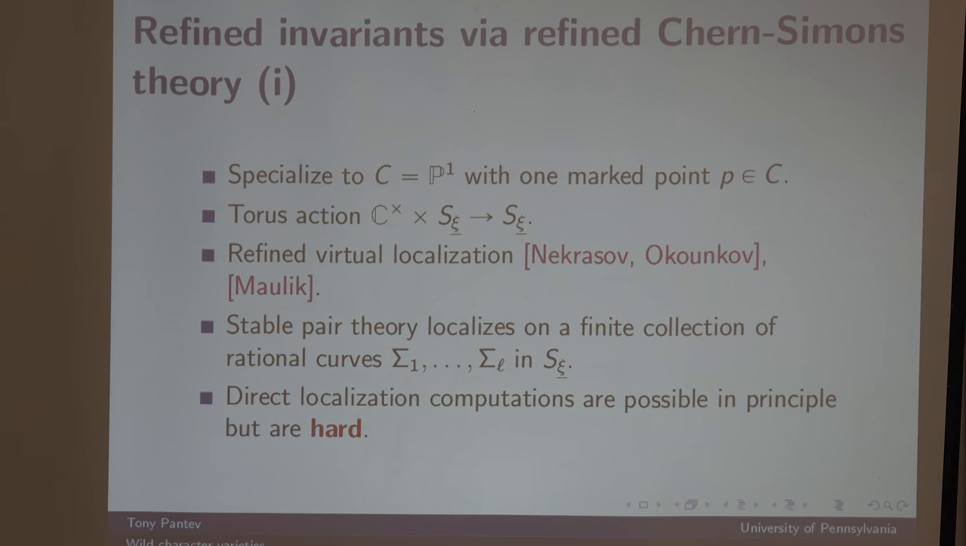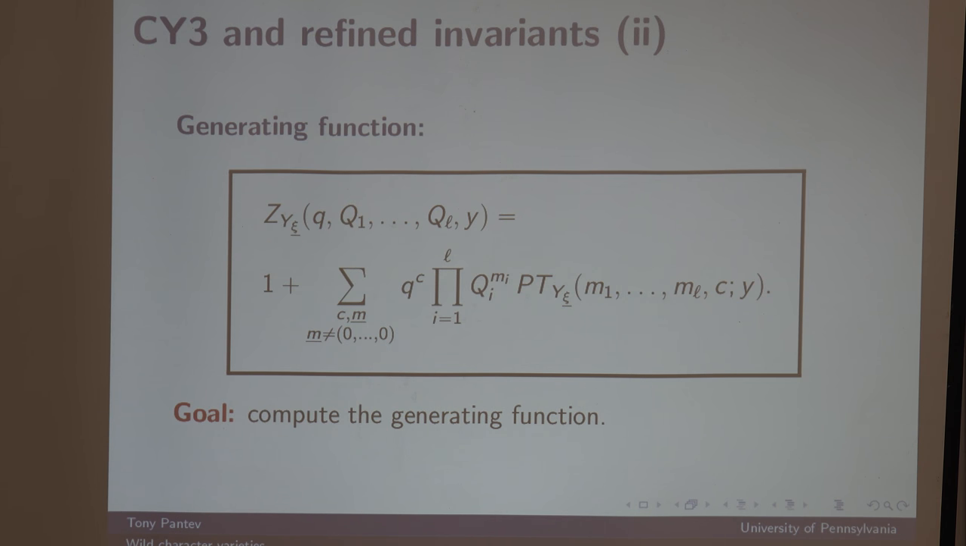So if you understand it, you can understand what we wanted to understand, the mixed Poincaré polynomial. So we now want to compute that one. Okay, so we want to compute this generating function for the refined stable pair theory of the Calabi-Yau threefold.